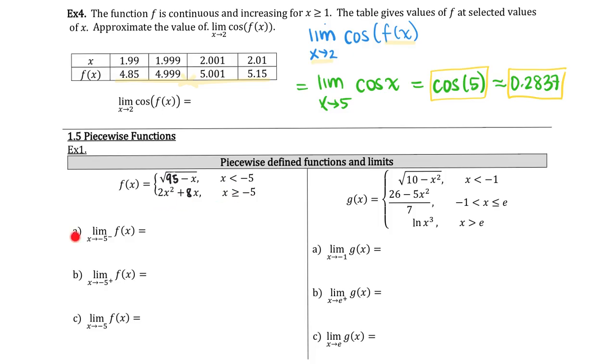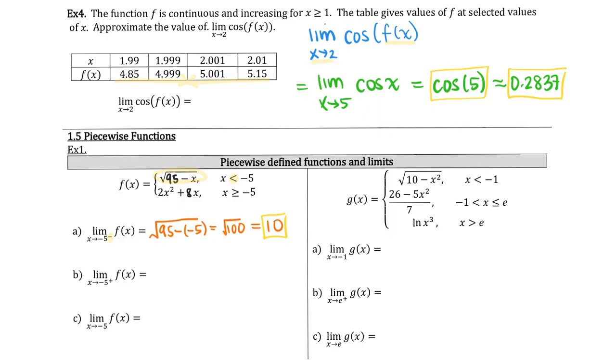Okay, so for a, I want to approximate the limit as x approaches negative 5 from the negative side of f of x. Since I am approaching negative 5 from the negative side, I want to think about if that is a little bit less than negative 5 or a little bit greater than negative 5. It'd be a little bit less than. So I'm going to use the first function, and I'm going to go ahead and use direct substitution. I always use direct substitution unless there's a problem. So I'm just going to plug in negative 5, which is the square root of 100, which is 10. So the limit as x approaches negative 5 from the negative side of f of x is 10.